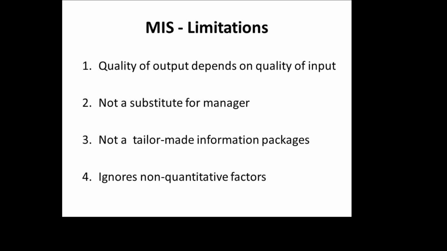Now let us discuss the limitations of management information system. The first one is that the quality of output depends on the quality of input. It means whatever output is generated is governed by the quality of input given to the environment to process. So this is one limitation of MIS.